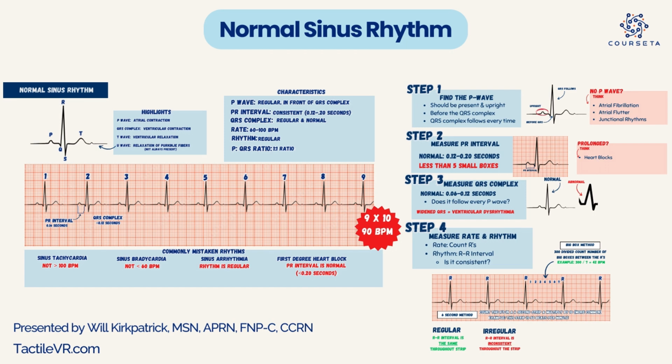Now we have one more thing to check. We need to make sure that the R to R intervals are the same, because here's the trick. It could be sinus arrhythmia. Now, sinus arrhythmia, which we'll go over in a little more detail in a second, is characterized by inconsistent R to R intervals. As you can see here, we measured the R to R intervals, and it is the same throughout the entire rhythm. So we can say this is normal sinus rhythm.